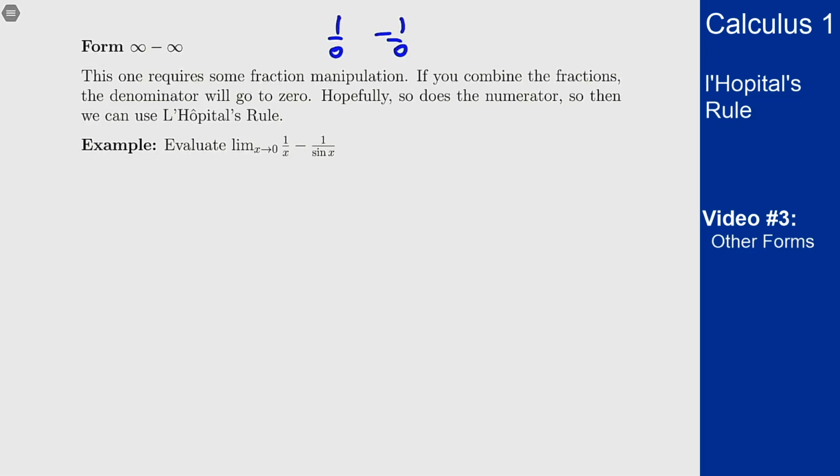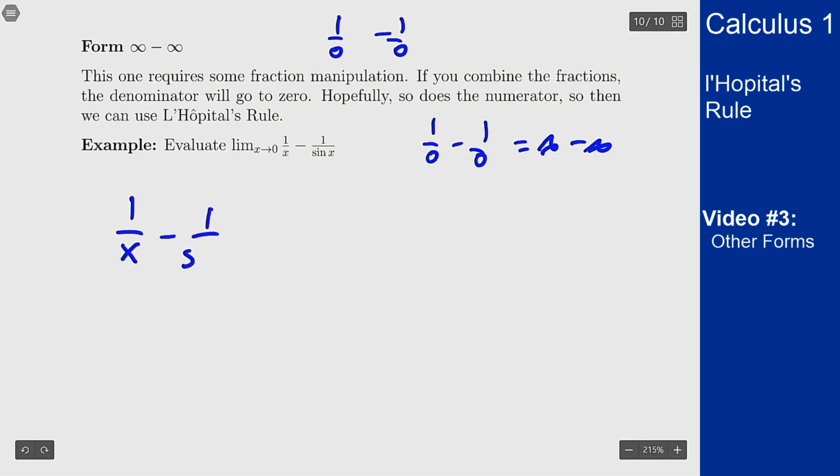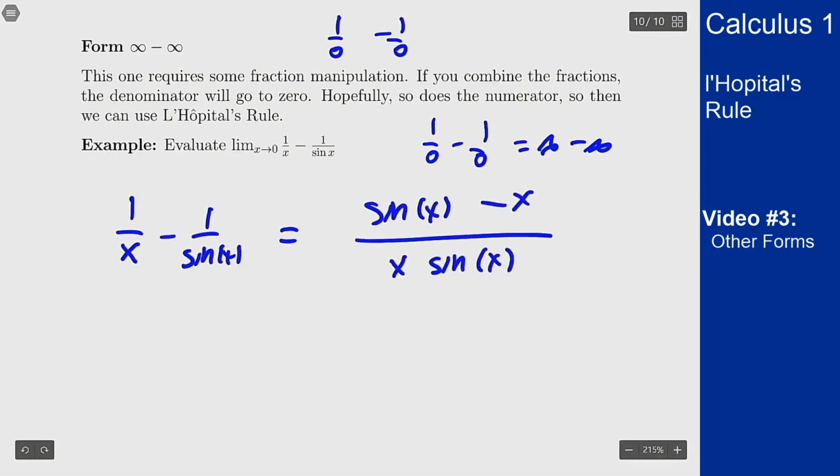Limit as x goes to 0 of 1 over x minus 1 over sine of x. Those both go to infinity as x goes to 0. So I will end up here with a 1 over 0 minus 1 over 0, or infinity minus infinity indeterminate form. So what I want to do first is combine these two fractions. So 1 over x minus 1 over sine of x is the same thing, by cross multiplying, as sine of x minus x over x sine of x. Now this, if I plug in 0, gives me 0 over 0.